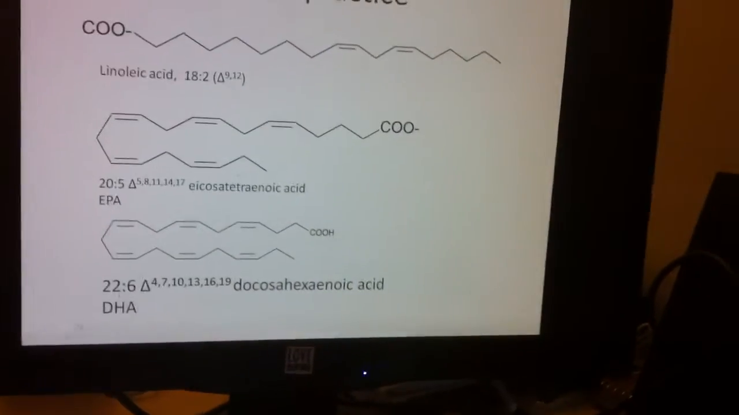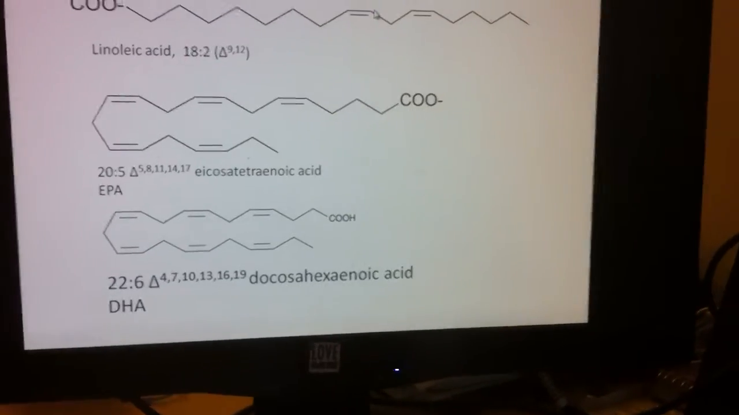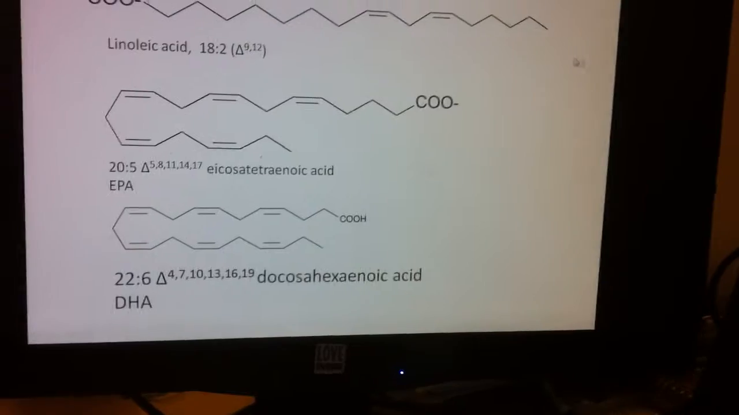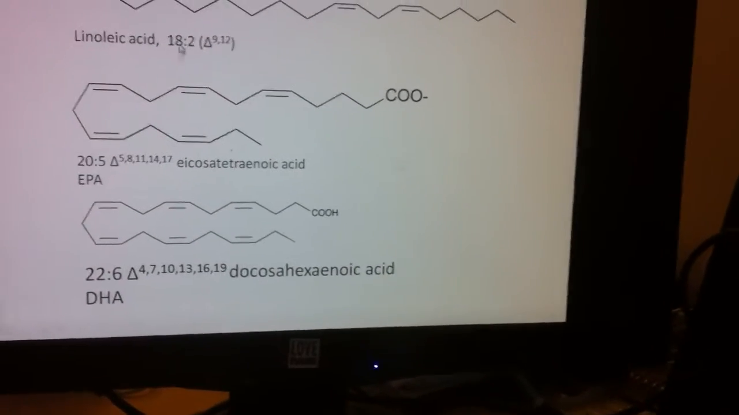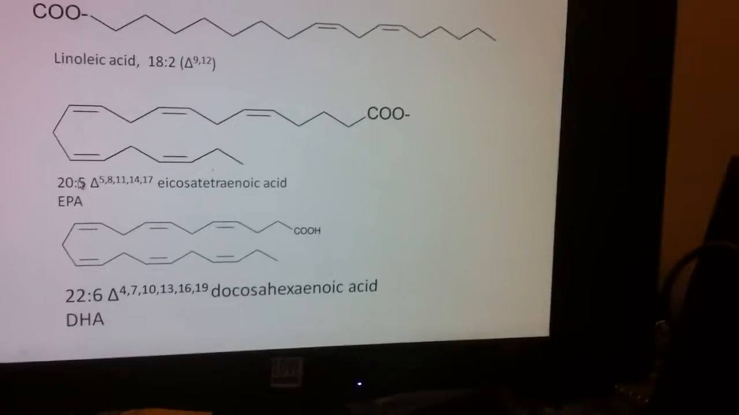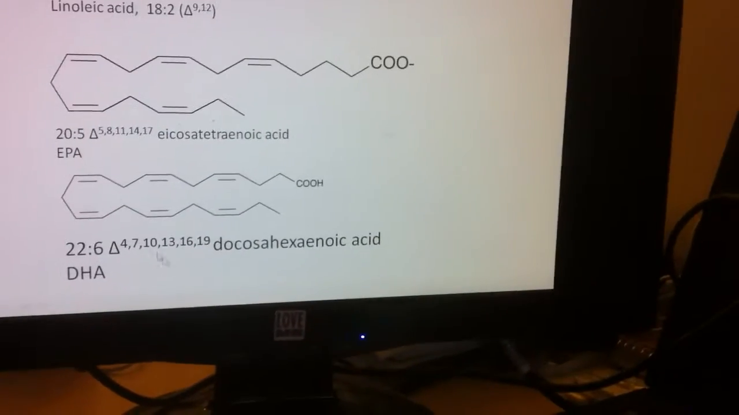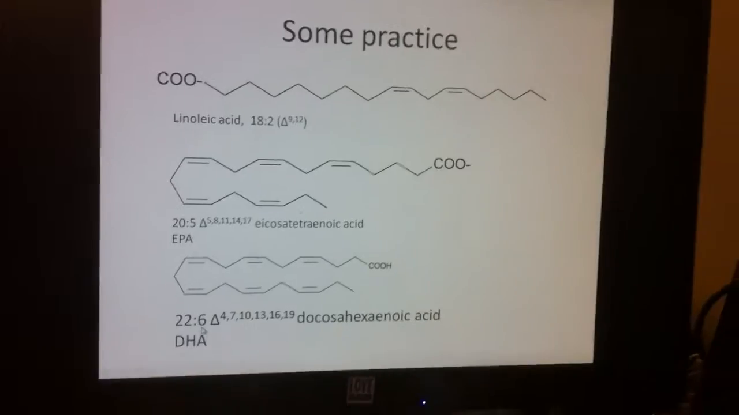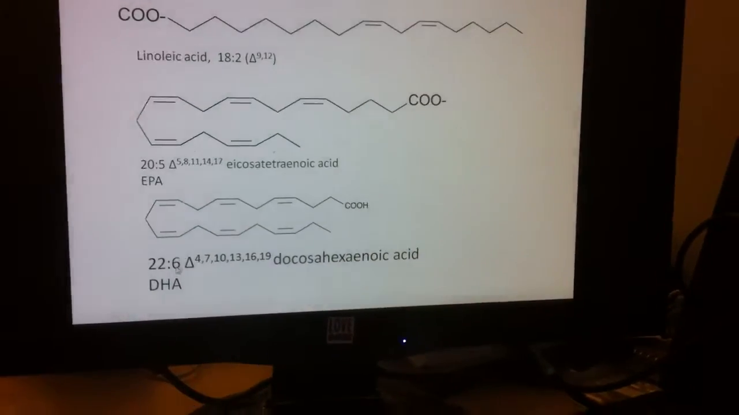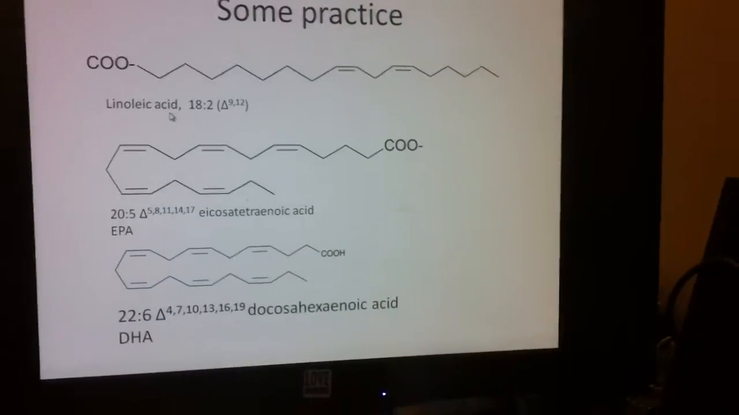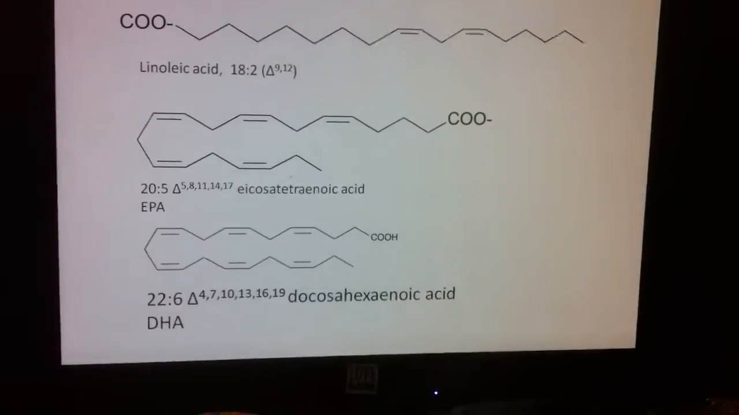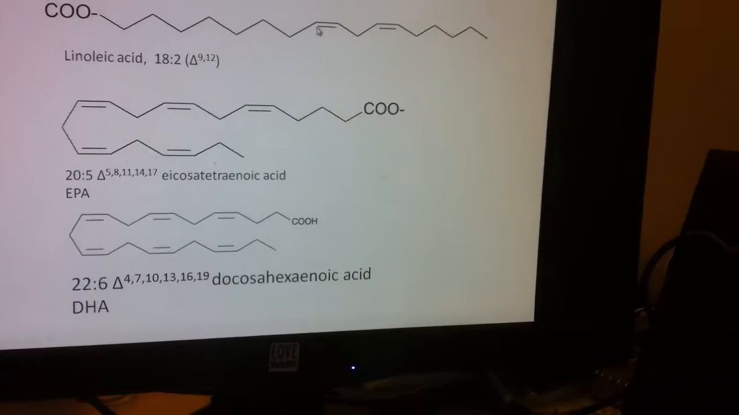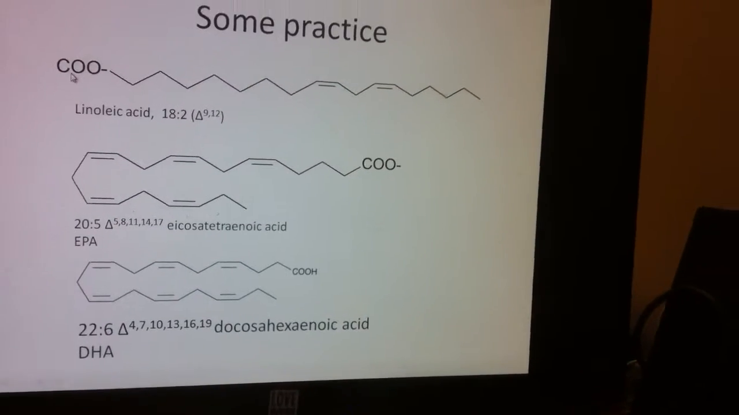The second step is to count how many double bonds are in this structure. If there are 2, you just write 2. If it is 5, you write 5. If it is 6, you write 6. If there is no double bond, you just write 0. Right? So that is the second step.